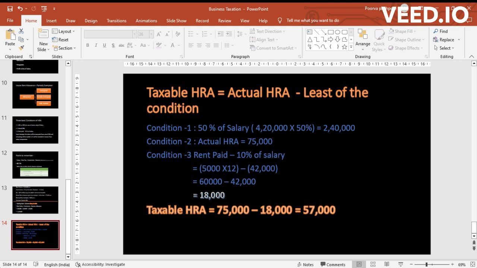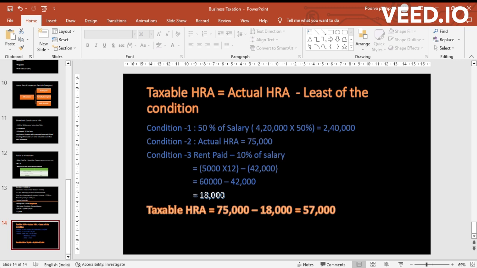Condition number two is actual HRA. It is also given in the problem that actual HRA was 75,000. And condition number three, we have to calculate rent paid minus 10% of salary. Rent paid was mentioned as 5,000 per month, so we have to calculate it on an annual basis. 5,000 into 12 comes to 60,000. Then 10% of salary, which we have already calculated as 4 lakh 20,000, comes to 42,000. Hence, my answer is 18,000.